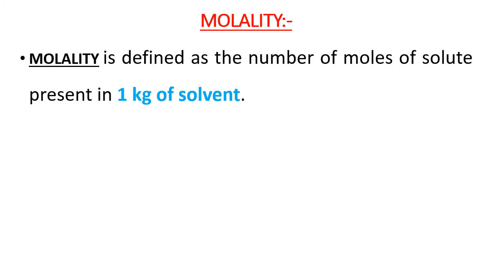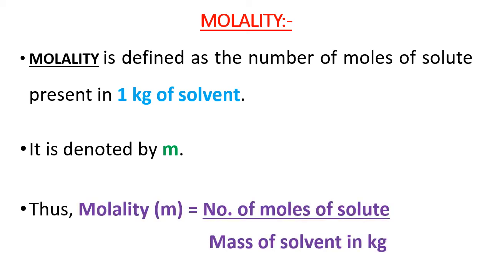Let us know about molality. Molality is defined as the number of moles of the solute present in 1 kg of solvent. It is denoted by small m. Thus, molality is equal to number of moles of the solute divided by mass of the solvent in kg.